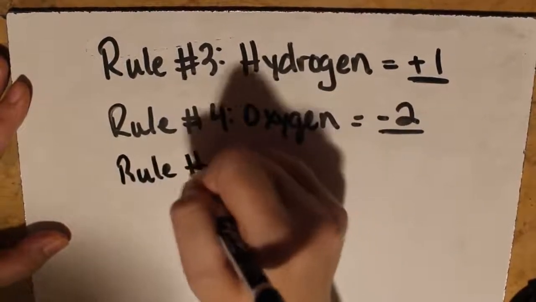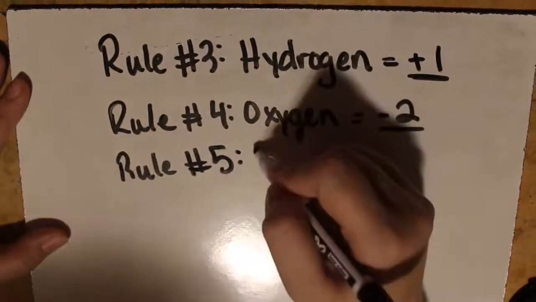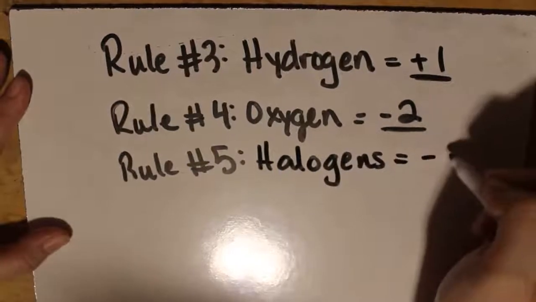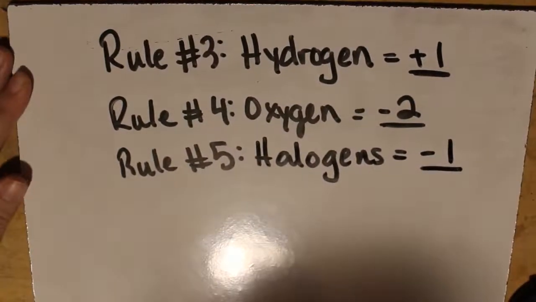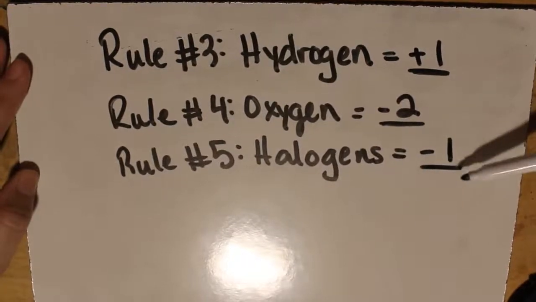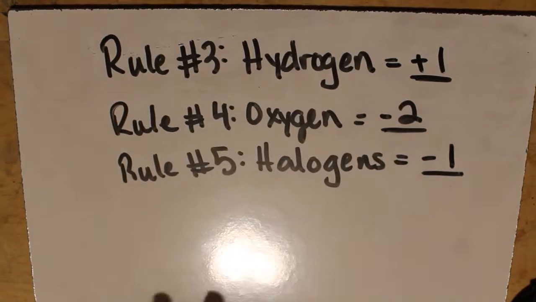So rule number 5 states that halogens are going to equal -1. They're going to have an oxidation number of -1 unless they are paired with either oxygen or a more electronegative halogen, okay? Those ones are pretty simple, but I'm going to get into rule number 6.